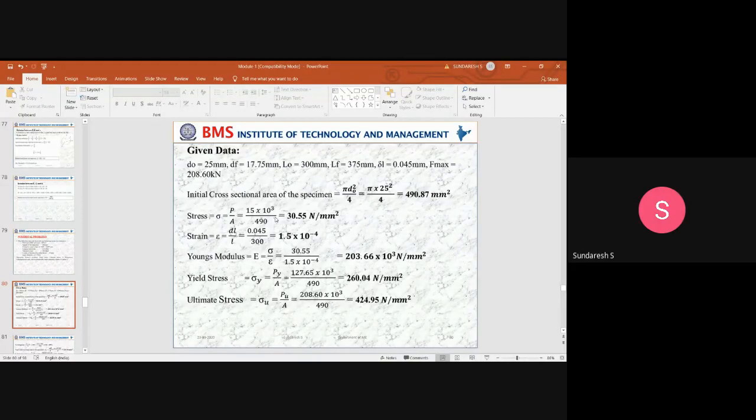So be careful, okay? When you're substituting the value of pi, take the complete 3.14 something till the final decimal point. Whatever you get completely, you take. This is 490.87, and the stress value is 15 into 10 power 3 divided by 490.87. You're going to get 30.55.